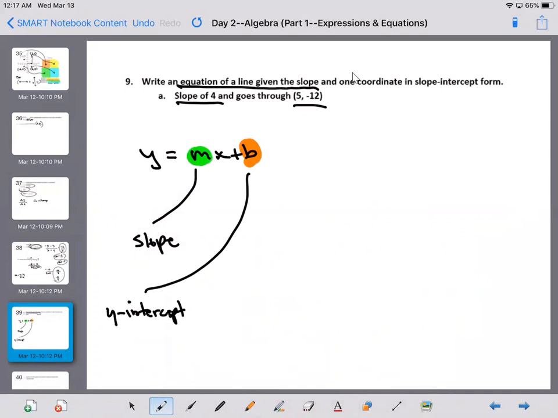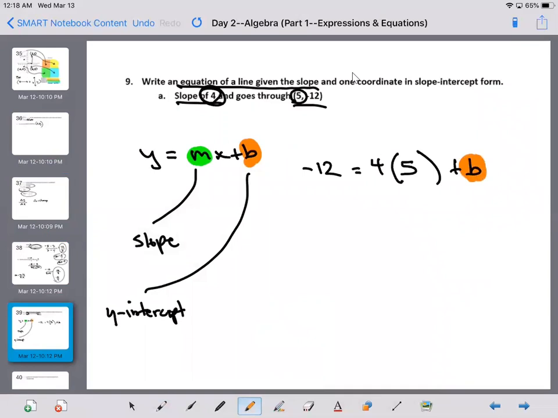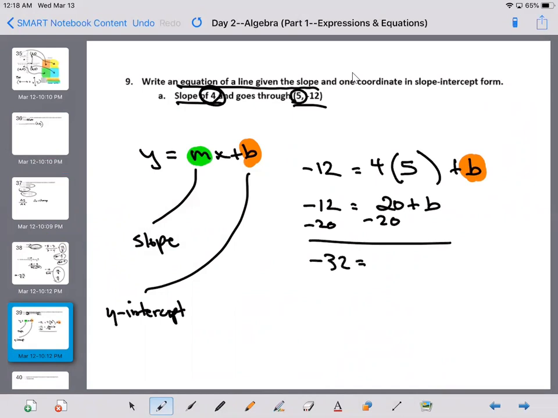Well, we know that slope is 4 from our information here. And so 4 multiplied by the x that's given in the 5, -12. I don't know what my intercept is, but I know that y is -12. So it's just a substitution, and then we want to solve for the variable b, which is our intercept. So 4 times 5, that's going to be 20. So now I'm going to subtract 20. So this will be -32 equals b.